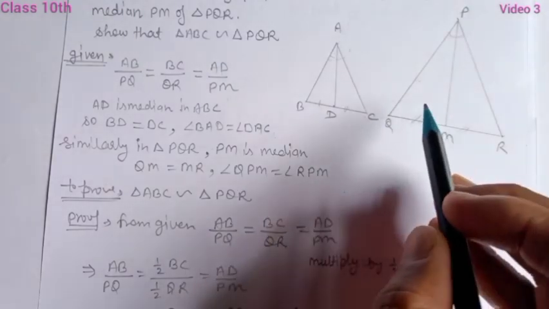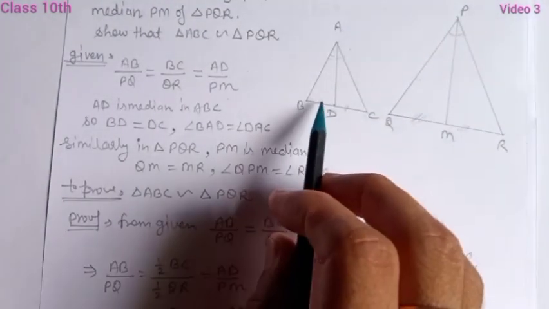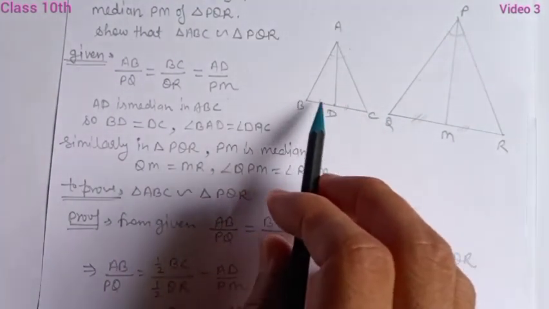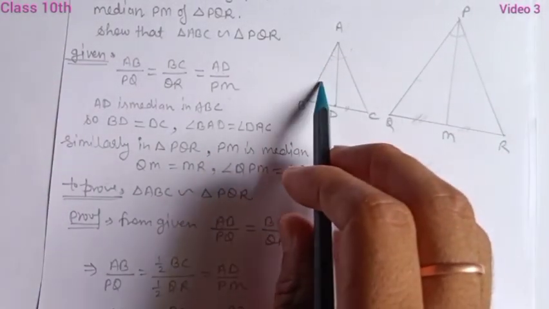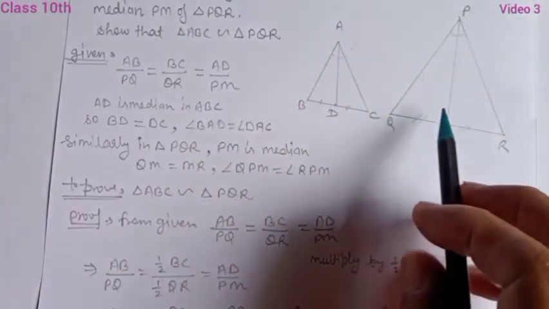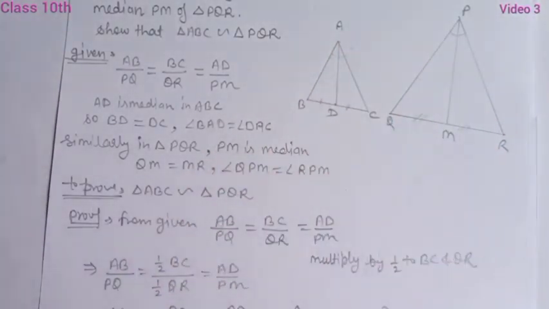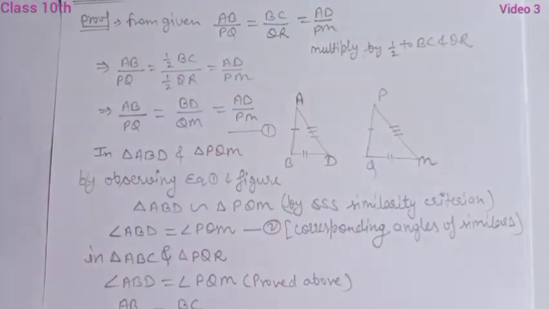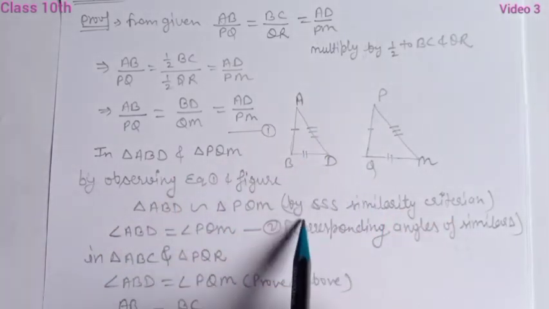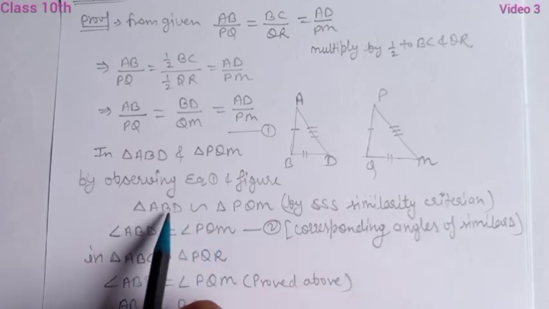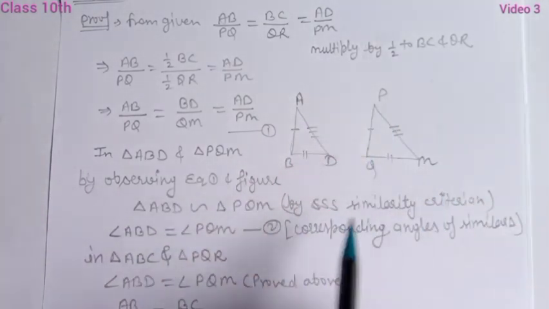First we will try to make the whole triangle similar, because if we take half of this side, and AD and PM ratio we already have, then half of this side means BD and QM. So now you can check the ratio of three sides in triangle ABD and in triangle PQM. Both can be similar by the triple S criterion. Okay student, so you know that all the sides are in equal ratio. So by triple S criterion we can write ABD similar to PQM.